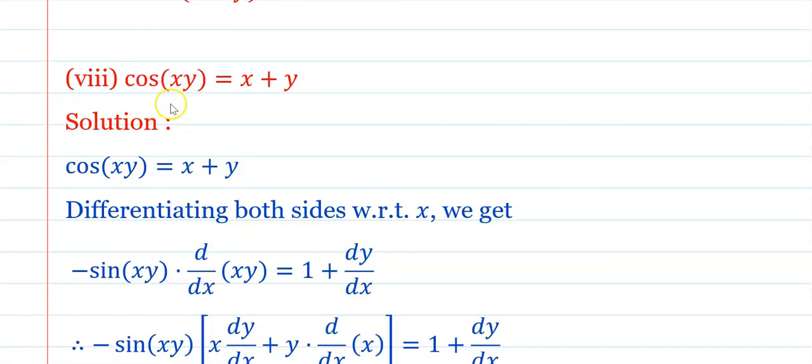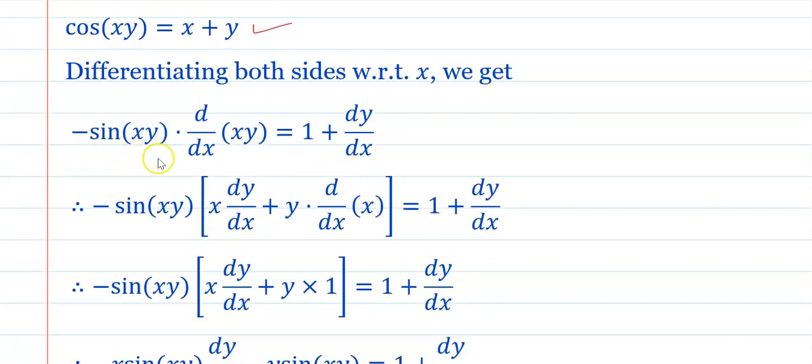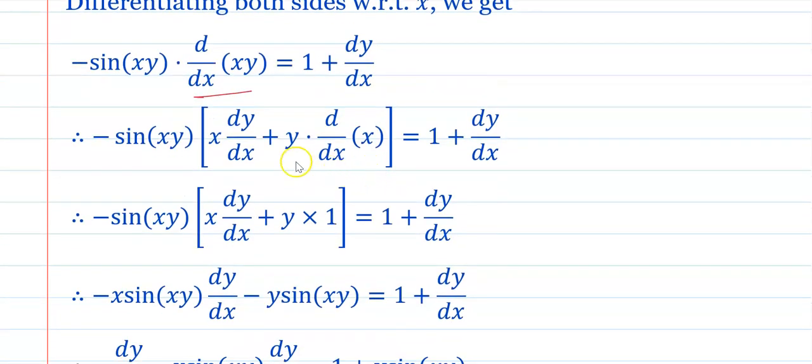Now the problem number 8. Cos of xy is equal to x plus y. Now differentiate this with respect to x. The derivative of cos of xy is minus sin xy into d/dx of xy. Now the derivative of x is 1, the derivative of y is dy by dx. Okay. Now find out the d/dx of x into y. First x as it is, the derivative of y is dy by dx plus y into the derivative of x. d/dx of x is 1.